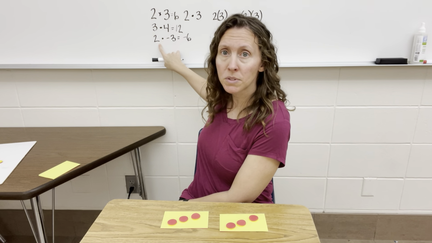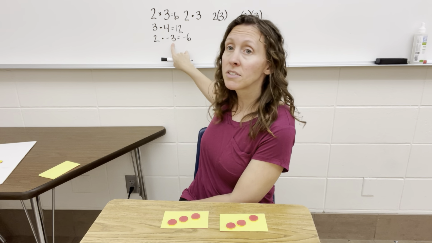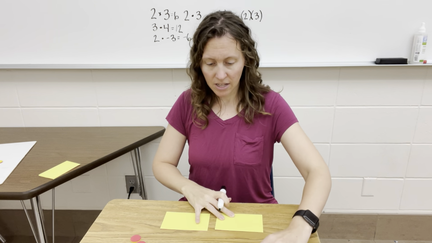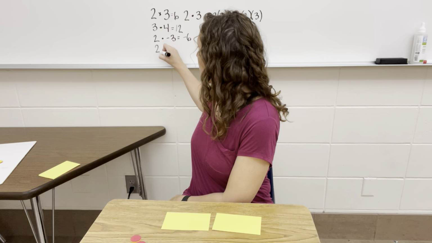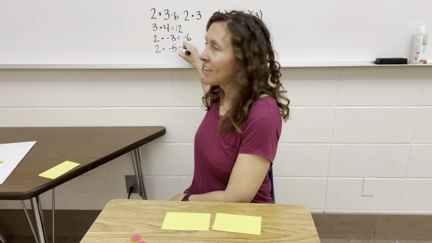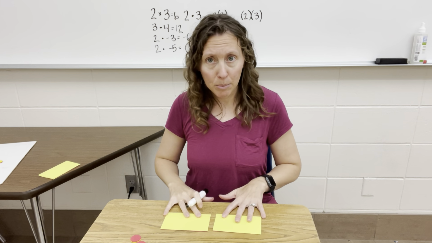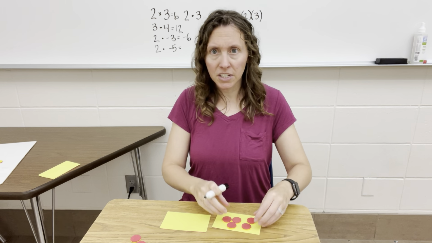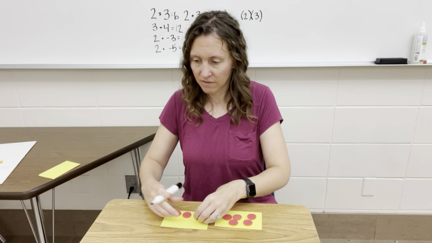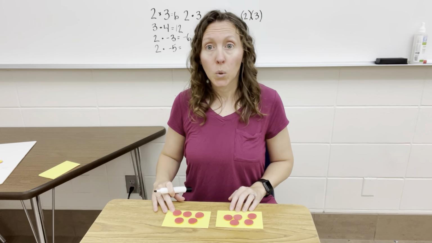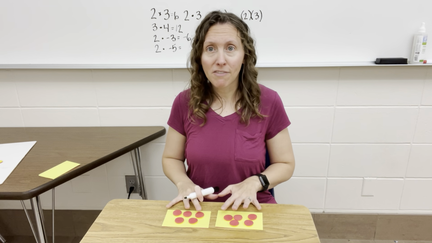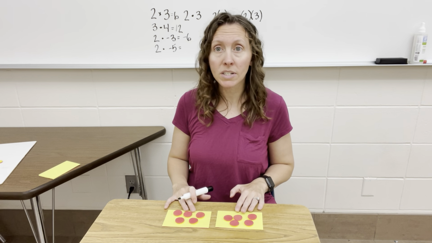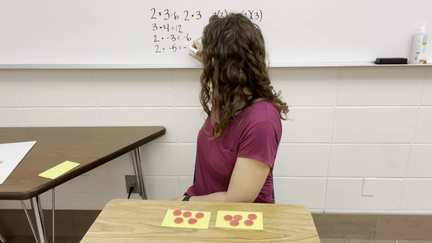So again, I have 2 groups. Each group has 3 negatives, 6 negatives in all. All right, let's try another one. Let's do 2 times negative 5. I'm going to use my same 2 groups. This time, I'm going to do 5 negatives in each group. 2 groups, 5 negatives in each group. Altogether, we have 10 reds or 10 negatives. So our answer is negative 10.